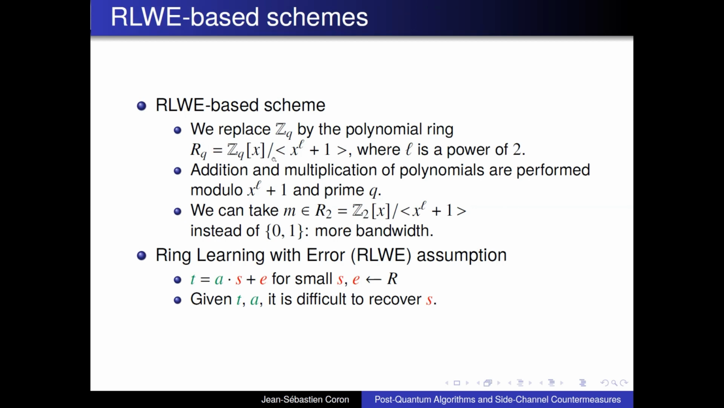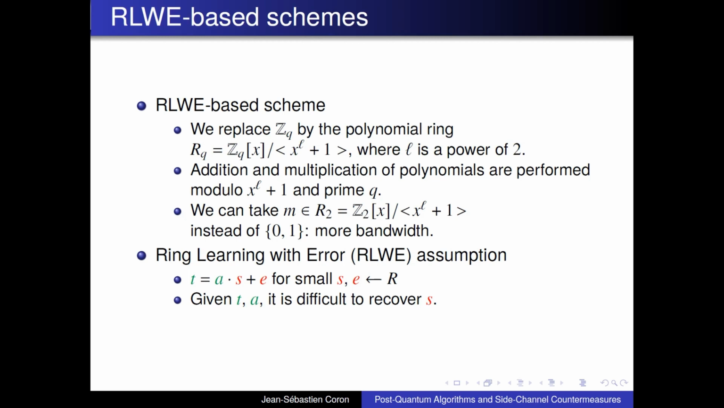And now the main advantage is that we can encrypt a message M, which now is a polynomial of degree at most L minus 1 and modulo 2. So we encrypt a polynomial with binary coefficients, instead of a single bit. So this means that this provides much more bandwidth, because for example, for Kyber, we are using L equals 256. So we can encrypt with Kyber 256 bits at a time instead of a single bit. So this is much more efficient.